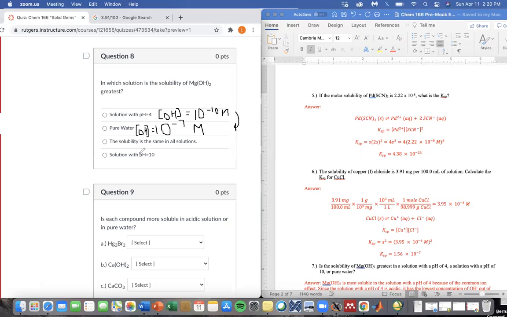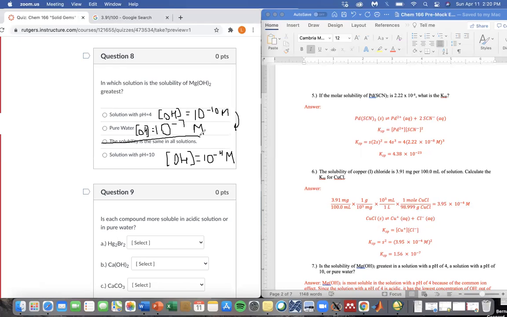And then if you had a solution with a pH of 10, you have an OH minus concentration of 10 to the negative 4th molar. So much more than you had in water. And then, so we can rule out immediately that the solubility is the same in all solutions because they have different initial amounts of OH minus in them. Clearly it's going to change depending on how much OH minus is already in the solution.